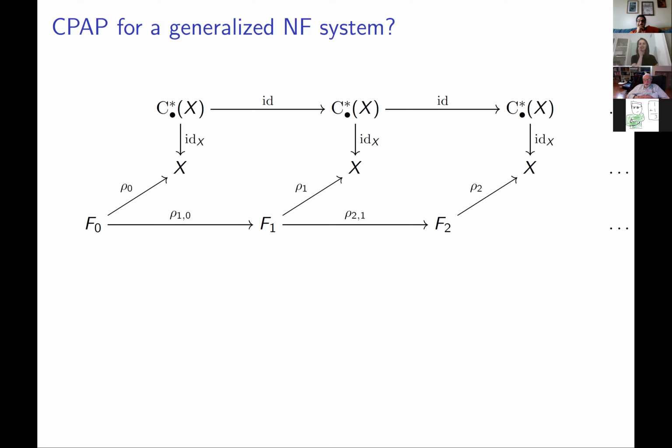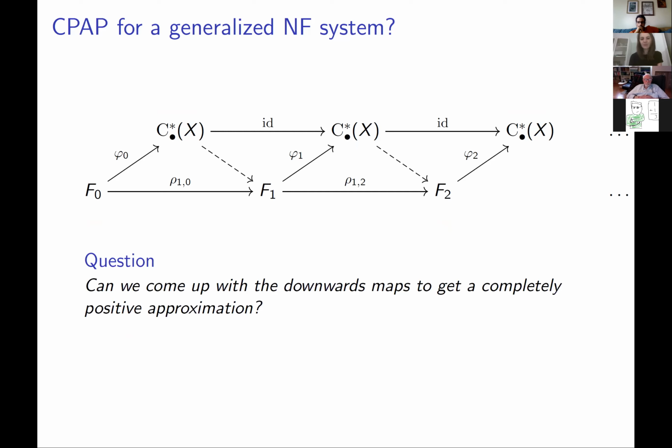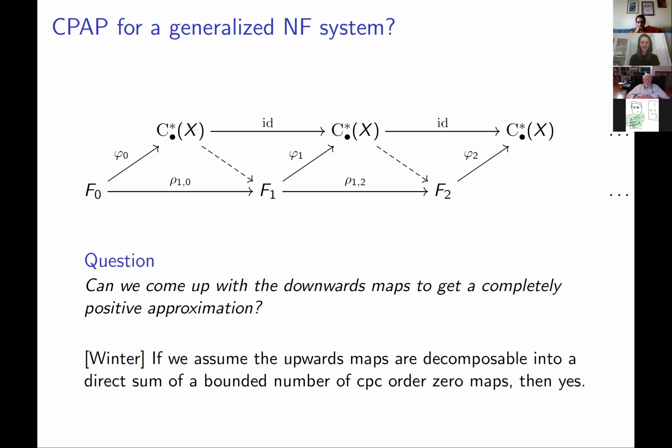Now, because X is guaranteed to satisfy the C star criteria, I have an injective CPC order zero map between X and this C star X bullet. It turns out from some of these things that I showed to you before about these order zero maps, the inverse of this map is also going to be completely positive. And so that means if I compose these rows with the inverse of the identity maps, then I get CPC maps directly from finite dimensional C star algebras into the C star algebra. So let's drop the middleman. And what I have is now starting to look an awful lot like a completely positive approximation. So the question is, can we come up with downwards maps to get a completely positive approximation? And this is actually an open question right now that Wilhelm has been pretty heavily publicizing.